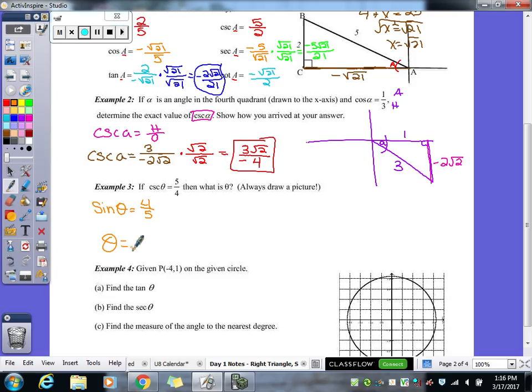No. Why don't they just say sine? Because we're talking about cosecant. Let's go to the nearest tenth.